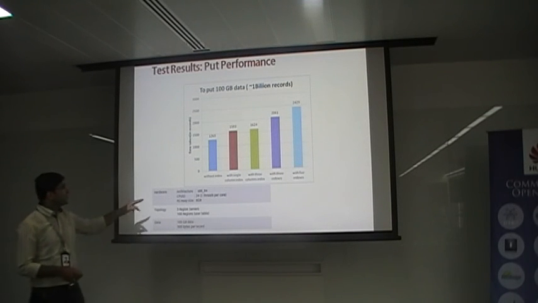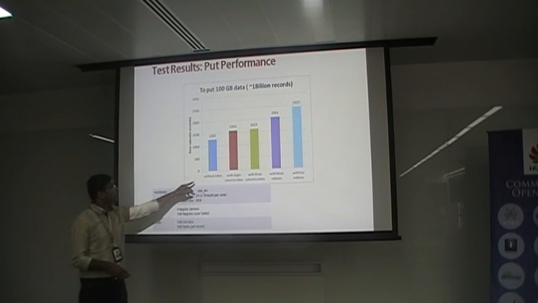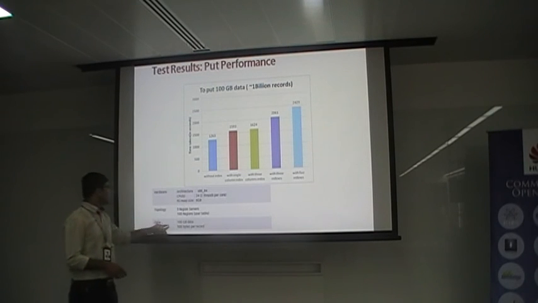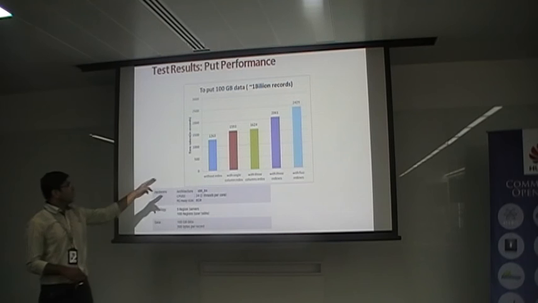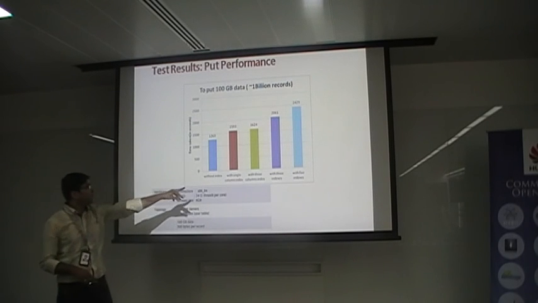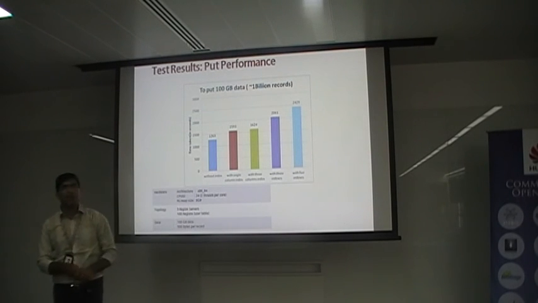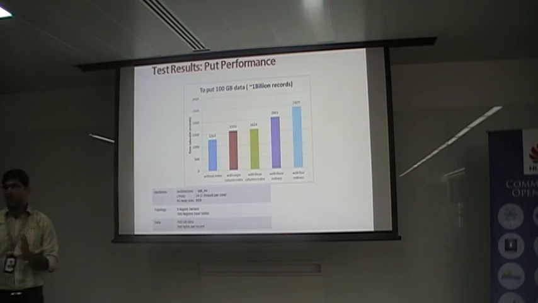We'll see. If you see this comparison chart, without an index, for 100 GB of data, it takes 1263, and with a single column index, it takes 1593. So it's 300 seconds more. That much overhead will be there.